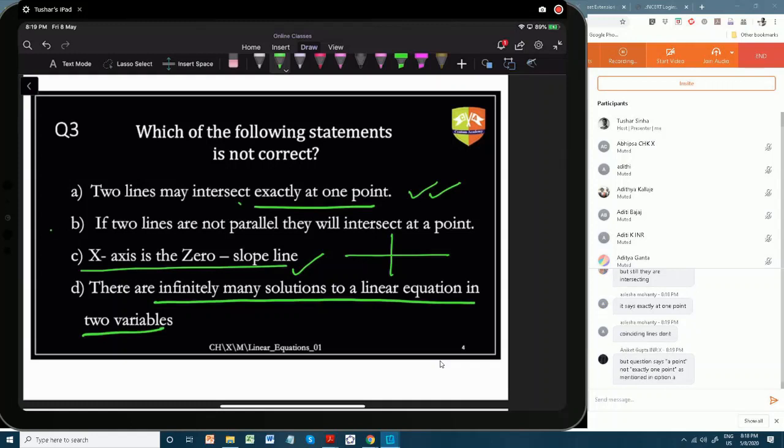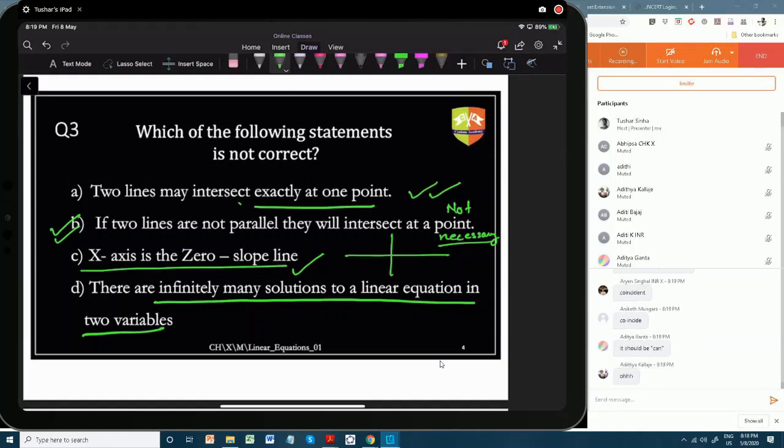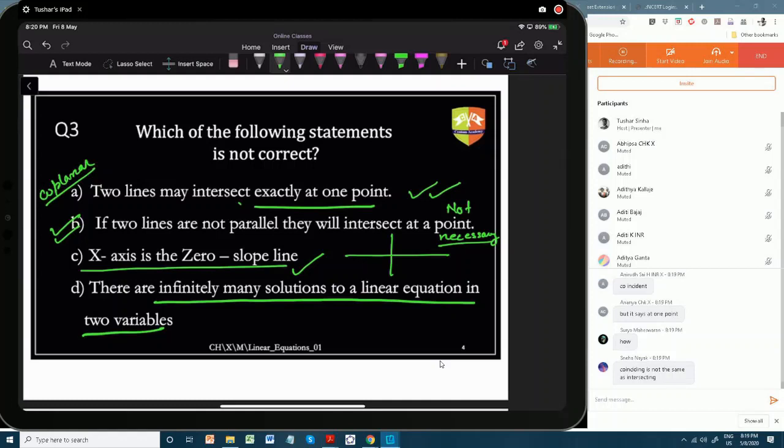So, if two lines are not parallel, they will intersect at a point. Not necessary. Why? Because if you take two intersecting lines and just displace them in vertical direction. Or imagine like that. In your room right now, there are two lines, one line at the roof and the other line on the wall, like that. So when they are not coplanar, this is possible. Did you get this second point, guys?